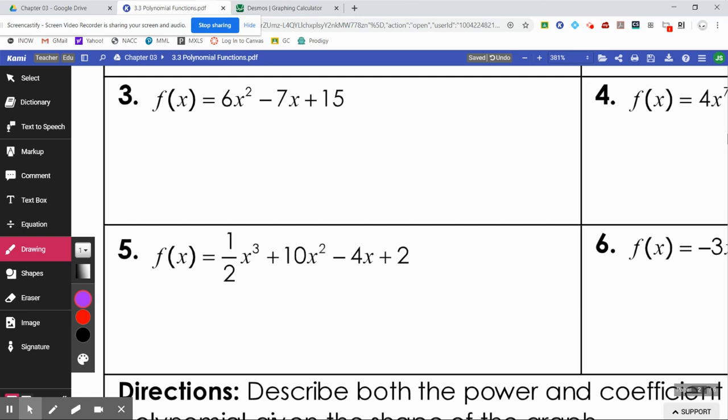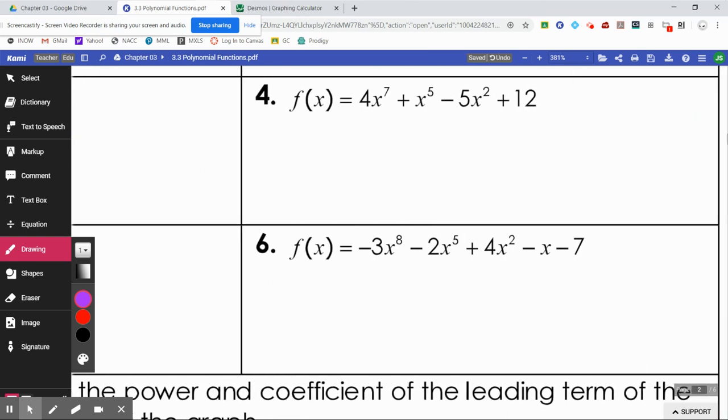This is a simple parabola, so we already know the end behavior here. As x goes to the right, we know that my y value will increase. And as x goes to the left, we know that my y value will also increase, because it is a parabola, and it is a positive 6x squared.